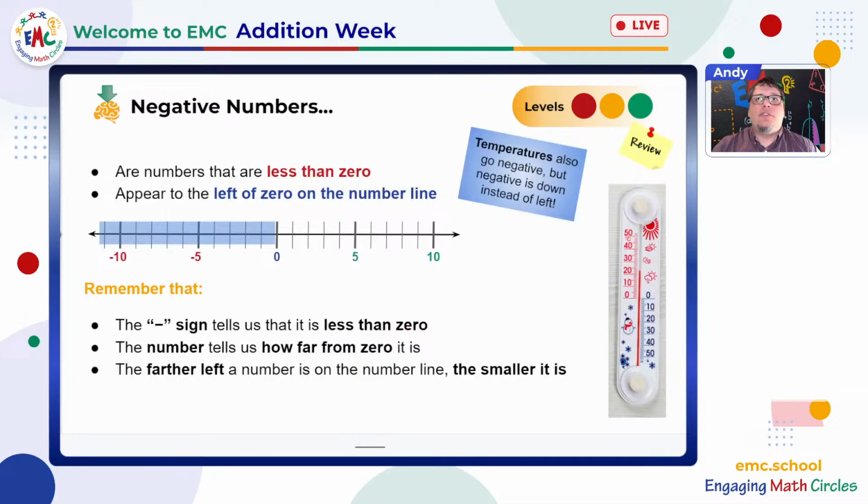So negative numbers, we can also see them on the number line. Okay, if I go to the right, 1, 2, 3, 4, 5, or I can go to the left, 1, 2, 3, 4, 5. I'm still 5 away from 0, so negative 5 is 5 to the left, and positive 5 is 5 to the right of 0 on our number line.